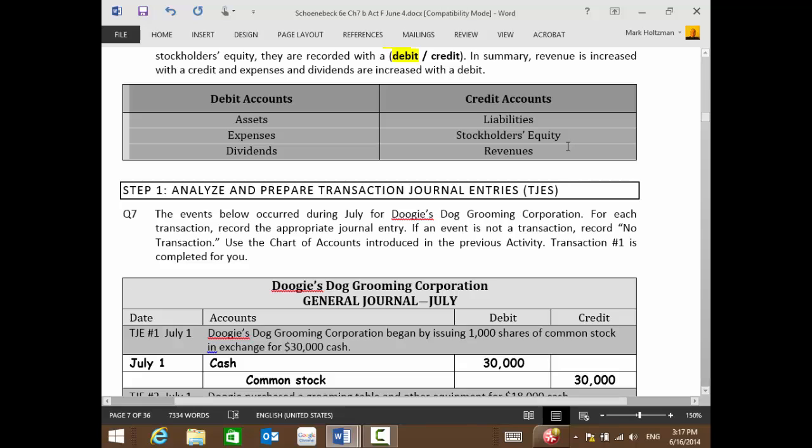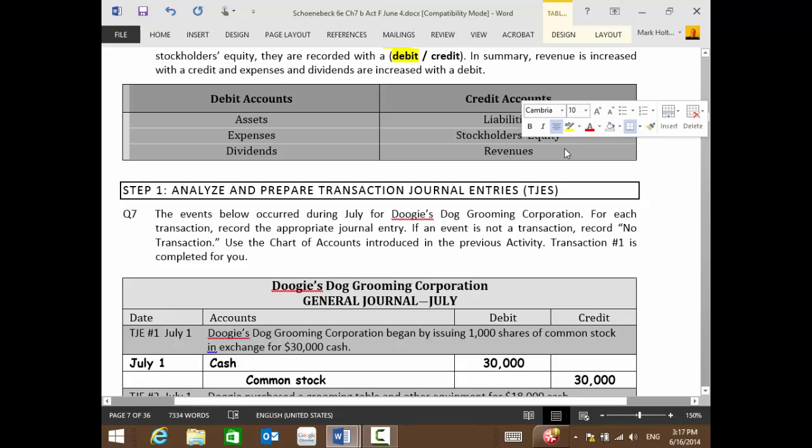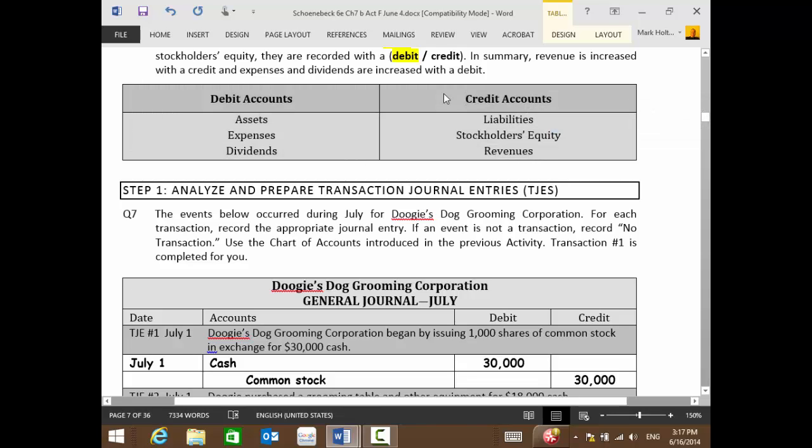So again, to know this, you've got to remember, and you might want to keep referring back to this, that assets, expenses, and dividends are debit accounts. To increase them, you debit them. To decrease them, you credit them. Credits are liabilities, stockholders' equity, and revenue. So to increase them, you credit them. To decrease them, you debit them.